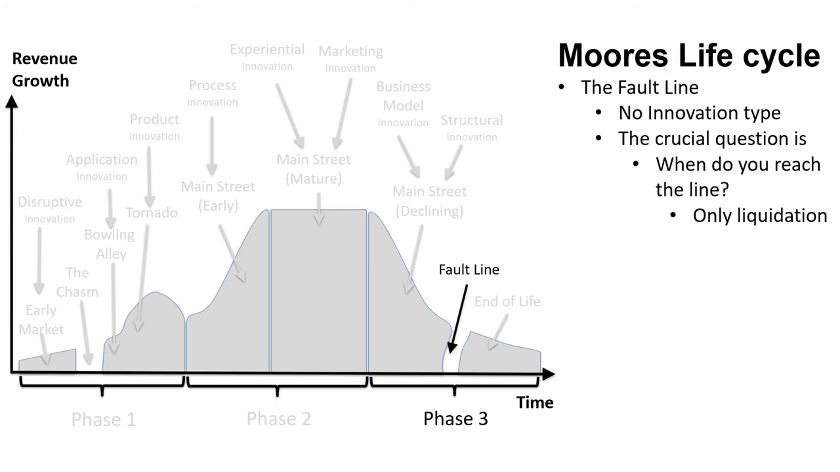Stage 8. The Fault Line. There is no aligning innovation type in the model. The crucial question at this stage is, when do you reach the fault line? After the fault line, there is no innovation, only liquidation.